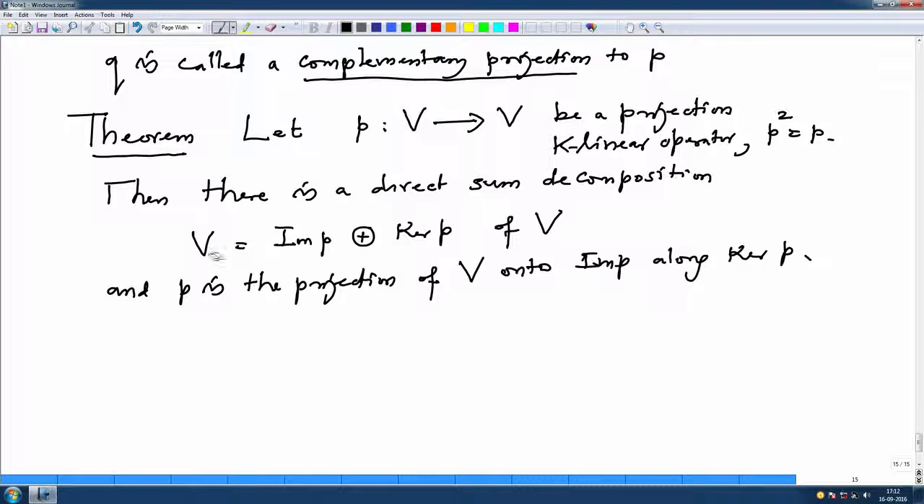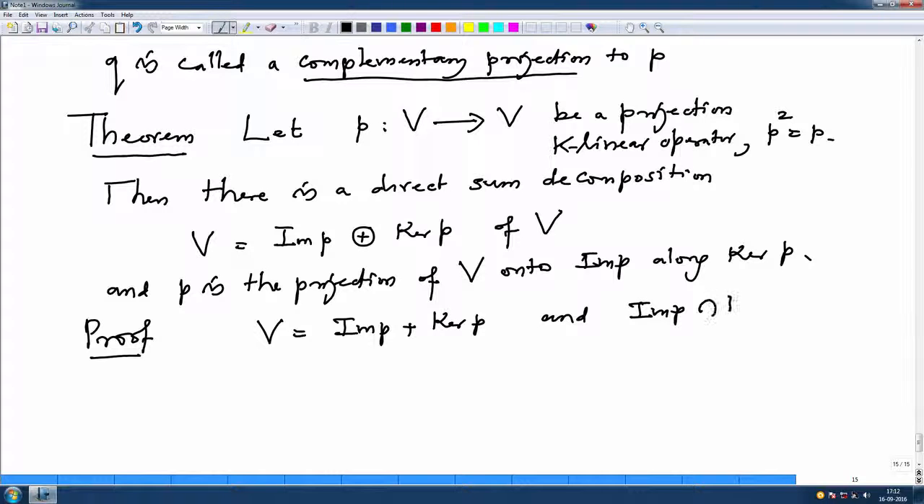We need to prove two things. V should be the sum of image P plus kernel P, and the intersection of image P and kernel P should be 0. That is the meaning that it will be a direct sum. So, first I will prove that every vector in V is a sum of somebody coming from image P and somebody coming from kernel P, and also I will prove the intersection is 0. So, let us prove that.